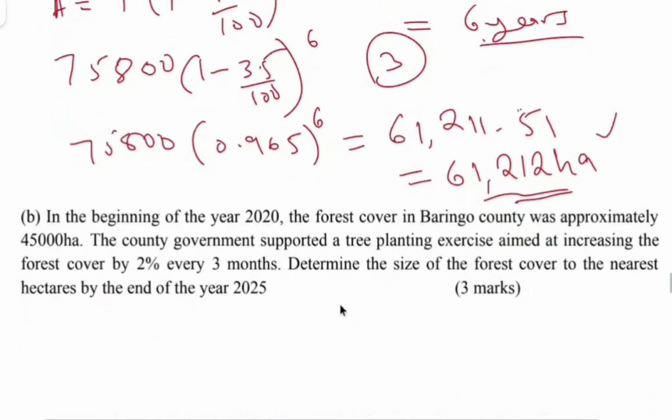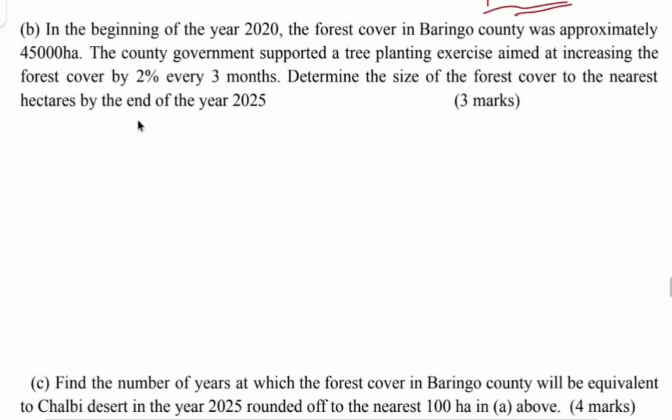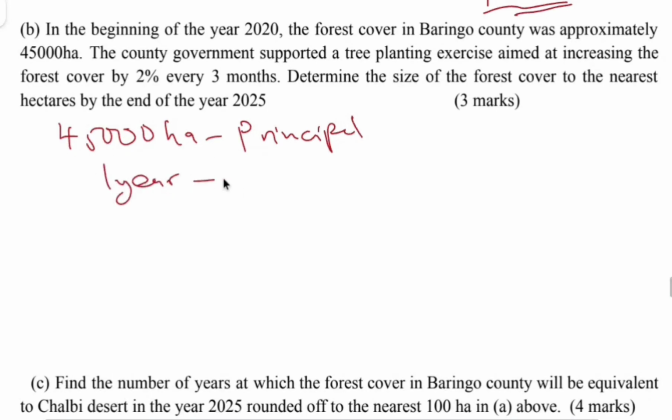Question 20B. In the beginning of the year 2020, the forest cover in Baringo County was approximately 45,000 hectares. So this is your principal. So the county government supported a tree planting exercise aimed at increasing the forest cover by 2% every 3 months. Kila miezi mitatu yaanza ku appreciate. So for 1 year it appreciates mara ngapi? It will appreciate 4 times, yani kama quarterly hivi, kwa sababu kila miezi ni tatu. So hata ukichukua 12 kwa mwaka nzima divide by 3, it will appreciate 4 times.